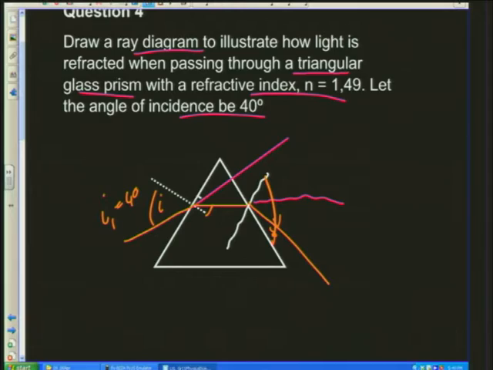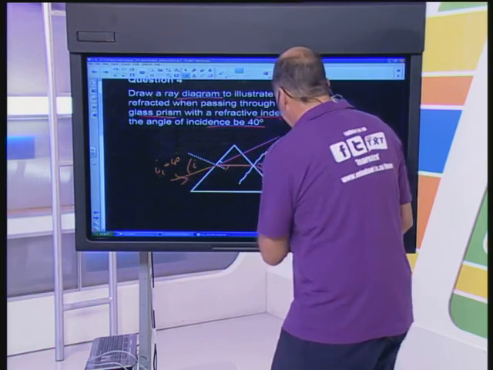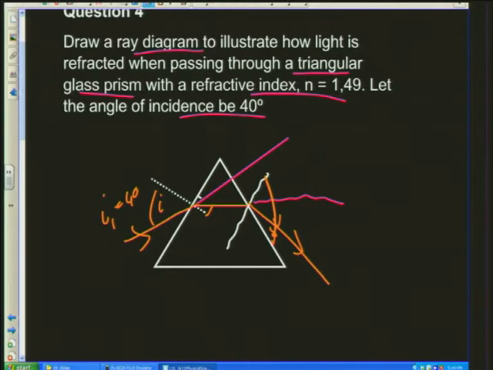Now, look what's happened to the light. It was starting over here. It's gone to there. This angle between where it was starting and where it ended up, this is called the angle of deviation.